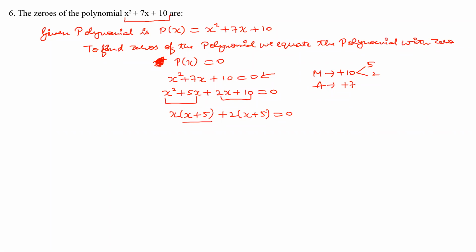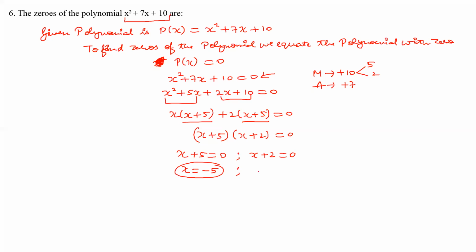नाउ ये दोनों में क्या कॉमन है? x+5 और x+5. सो x+5 एक ब्रैकेट में आ जाएगा, और बचा क्या है? x+2 which is equal to 0. Now independently equate both these brackets with 0 to get the zeros. Okay, so x+5 which is equal to 0 in the first case, and x+2 which is equal to 0 in the second case. So x will be what? -5, and x will be what? -2. तो ये दोनों क्या मिले आपको? ये जीरोस है आपके. These are nothing but the zeros of this quadratic polynomial.